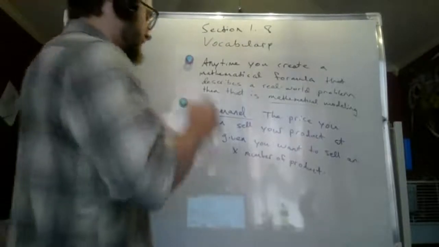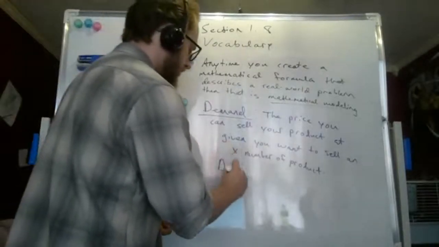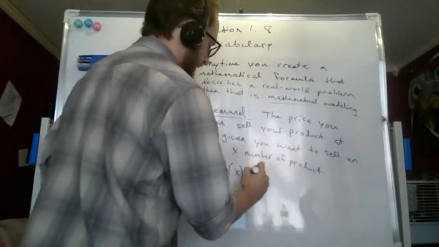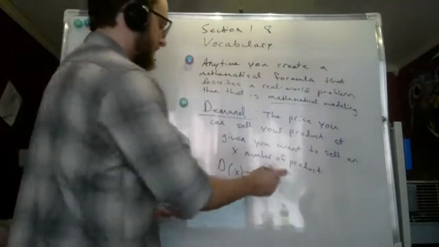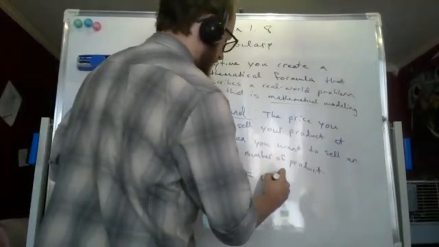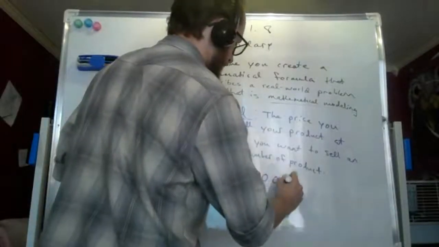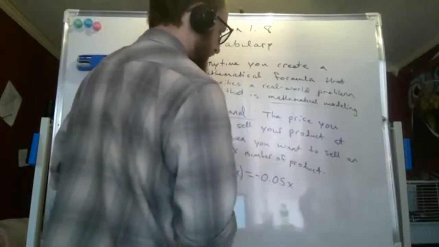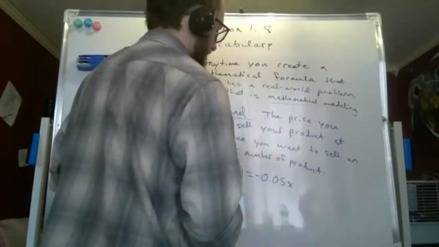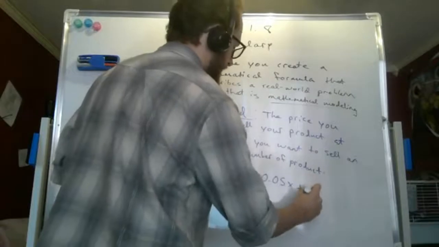That's how demand is going to work for the purposes of this class. It's going to be represented as some function. So d(x) is equal to, say, negative 0.05x plus, let's say maybe, 100.